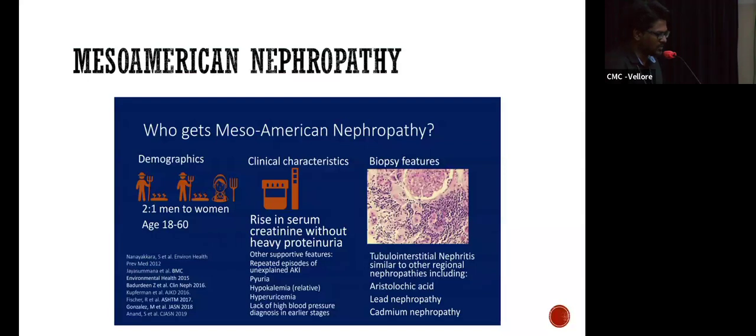So who gets Mesoamerican nephropathy? Age group of 18 to 60, men are more commonly affected, 2:1 ratio. The clinical characteristic is typically a rise in serum creatinine without heavy proteinuria. Other supportive features are repeated episodes of unexplained AKI, sterile pyuria, hypokalemia, hyperuricemia, and lack of high blood pressure during diagnosis. When you plan a biopsy, biopsy will show tubulointerstitial nephritis.